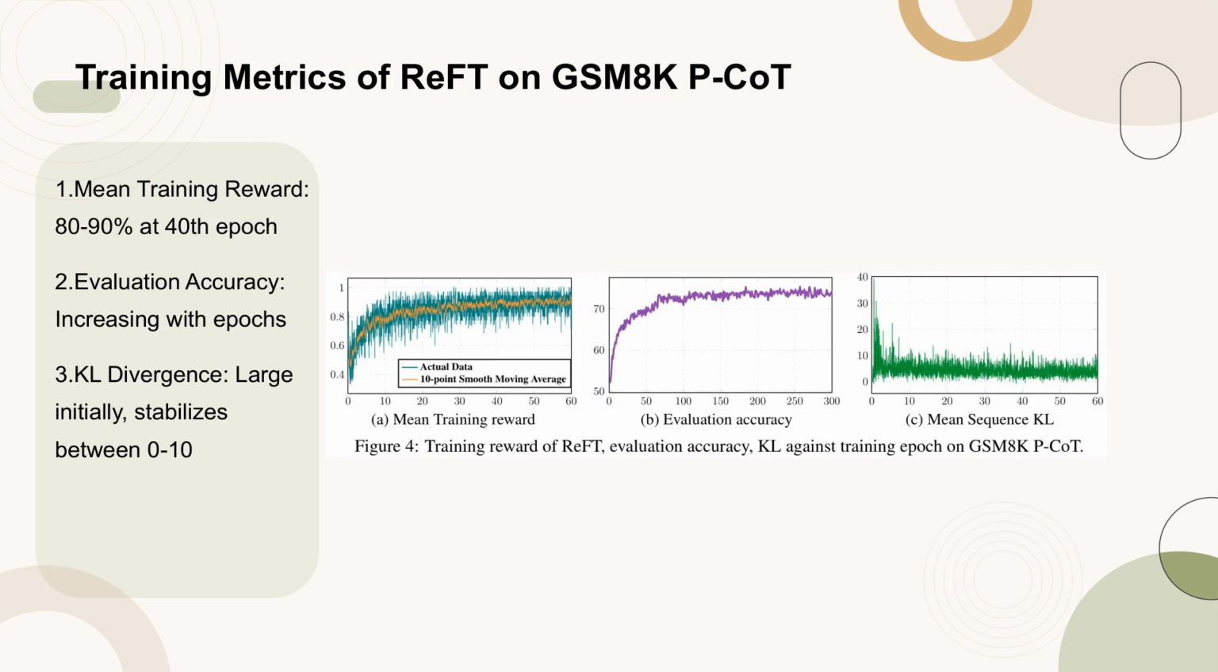Figure 4 illustrates the training metrics of ReFT on the GSM-8K Quoc dataset. It shows the mean training reward, evaluation accuracy, and KL divergence against the training epoch. Notably, the mean training reward stabilizes around 80 to 90% by the 40th epoch, indicating effective policy exploration. The evaluation accuracy continues to rise, suggesting improved performance over time. The KL divergence, initially high, settles within a reasonable range of 0 to 10, reflecting stable policy behavior.